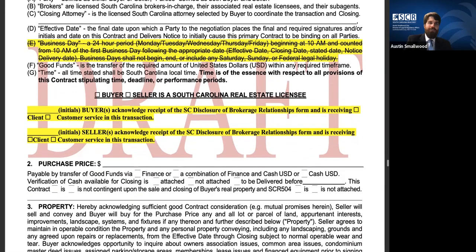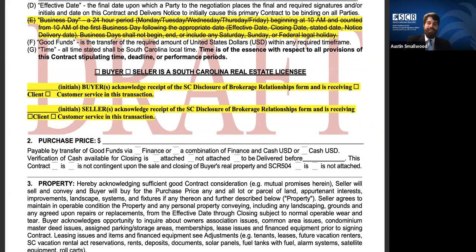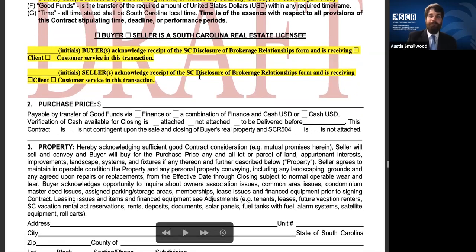Like the residential contract changes we made last year, we have removed business days, so there will no longer be any business days in any residential or land contracts produced by SCR. They will now be all either calendar days or a hard date, just like we did in 300 and 310. Again, like 300 and 310, we will have the acknowledgement by a buyer or seller that they have received the disclosure of brokerage relationship form and that they are receiving either client or customer service in the transaction.